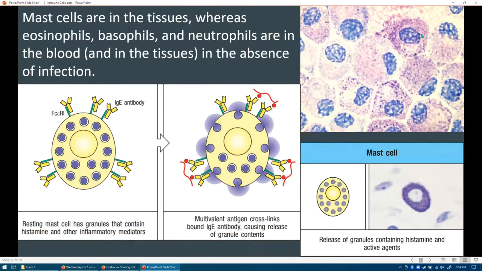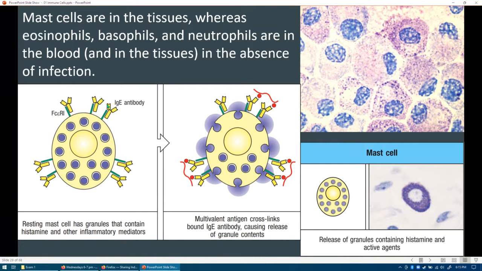So this is what a mast cell looks like under the microscope, and you can see it here as well. They tend to stain pretty pink when you use your H&E stain. So mast cells are in the tissues, eosinophils, basophils, and neutrophils are in the blood, and they are to some degree in the tissues when there is no infection. Okay, here's how the degranulation process works for your mast cells and your basophils.